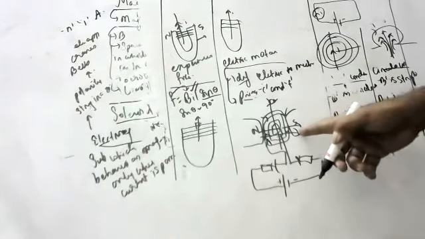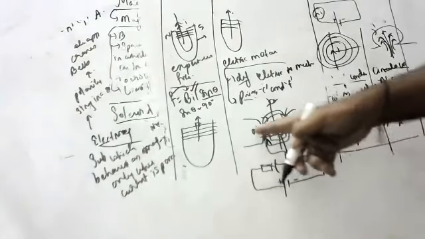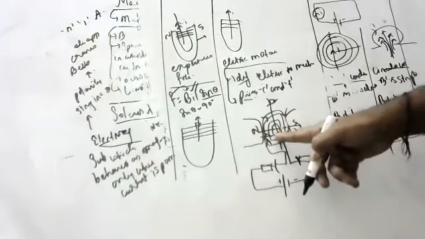How does an electric motor work, children? The armature is kept in a magnetic field. When you pass the current in the armature, it starts rotating.